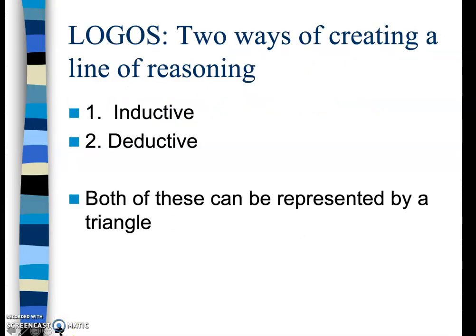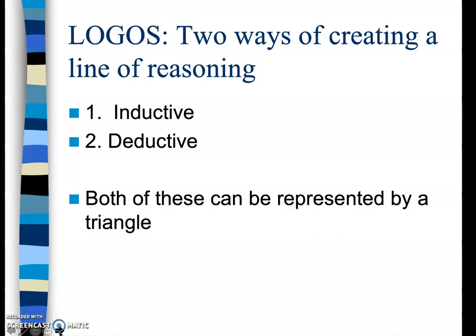So we're going to start with logos, and as we already know, that is when you are appealing to a person's sense of logic. And there are certain types of methods that you would use, like historical facts and statistics and expert testimony and all of that. When you're creating a line of reasoning, when you're trying to create those claims to build down to support your assertion, there are two different ways that you can do it. One's called inductive and one is called deductive.